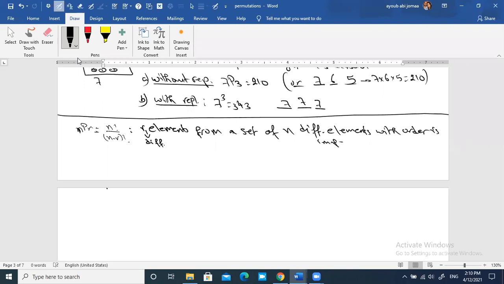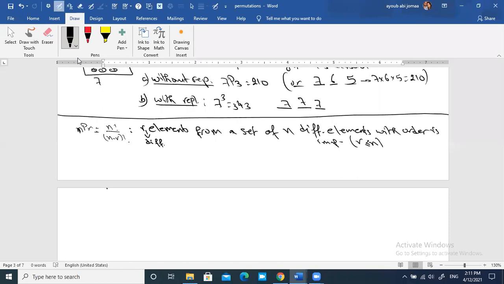Because as I said last time, when order is not important, then we go to something else, which is the combination. So when you select r elements from a set that contains n elements, order is important, repetition is not allowed, we use the NPR, n factorial over n minus r factorial. Of course, here you can use the calculator to find the answer. And here, of course, r is less than or equal to n. If we have, for example, 14 students in the class, I can't select 17 students.